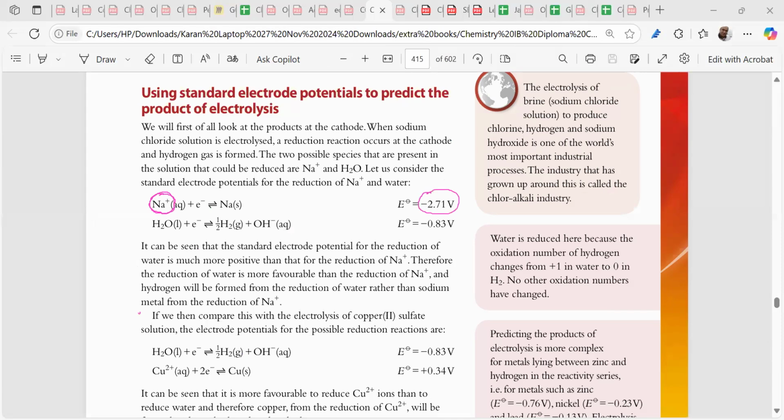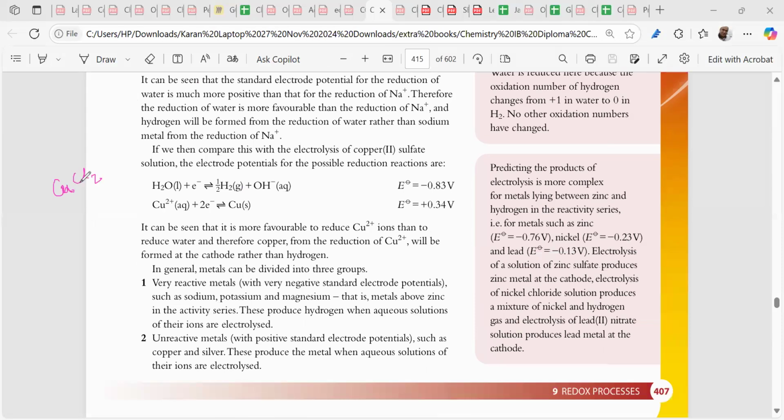Now come to the second case. The second case is what? You are taking copper chloride. When we are taking copper chloride, what happens over here? If we take copper chloride, copper will be rushing and water will be also. Now same thing, we write down the reduction potential. We are taking the more positive reduction potential. Why? ΔG is equal to minus nFE, right? Which is more positive, that will be going to the cathode. So see what happens? Copper will be getting deposited.